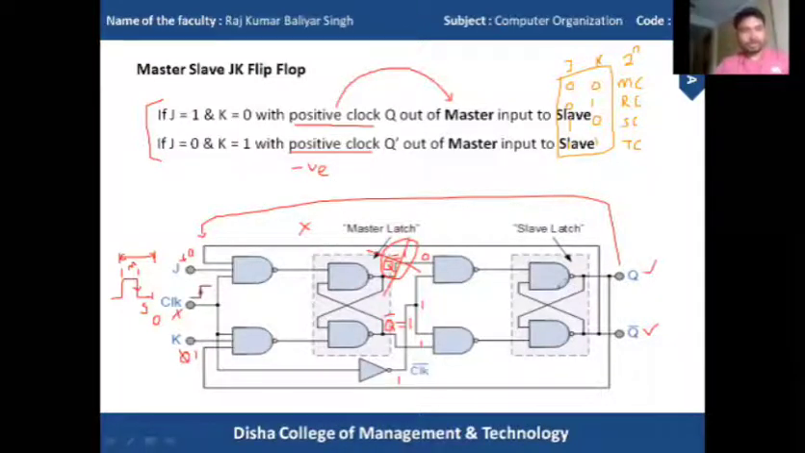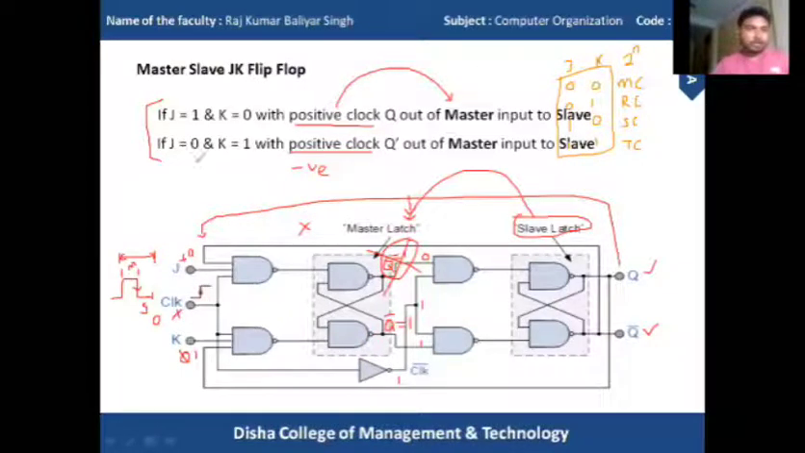During that time the data is blocked and cannot move. When the clock is negative, the data is moved to the slave. The slave completely depends on the output of the master, so that is why it is called master, the first flip-flop. The second flip-flop is completely dependent on the output of the first flip-flop, so it is called the slave. Clear?